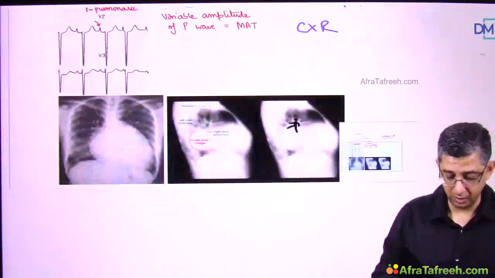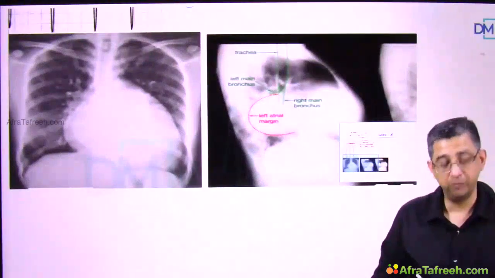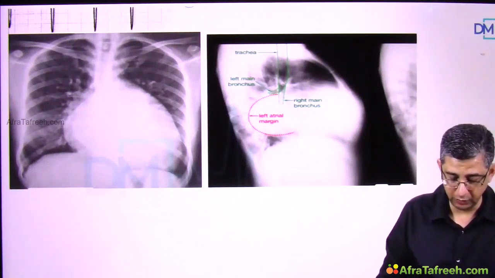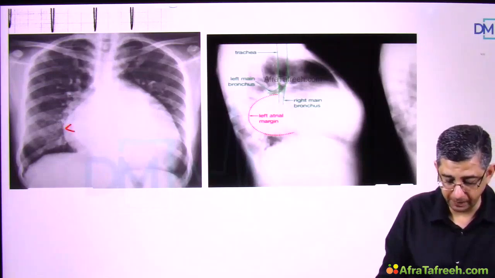On the chest X-ray, one, you can notice a fullness of the left heart border in the patient. You can notice that the cardiothoracic ratio of this person is substantially increased.